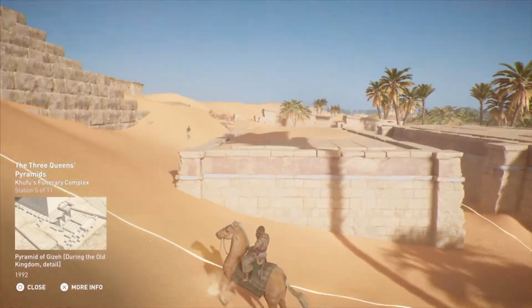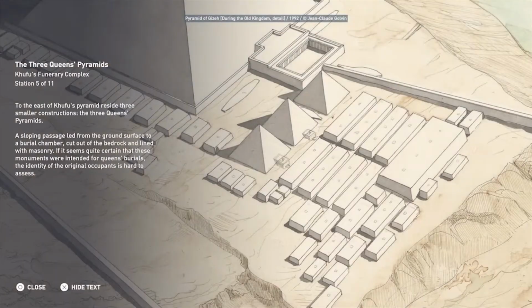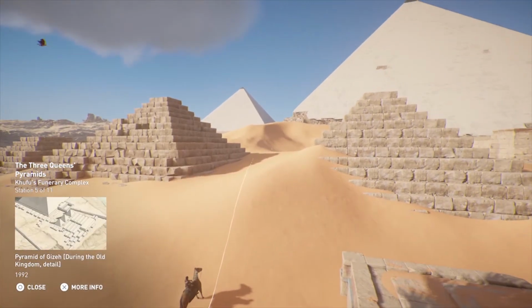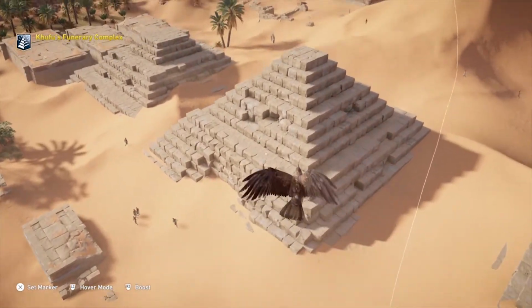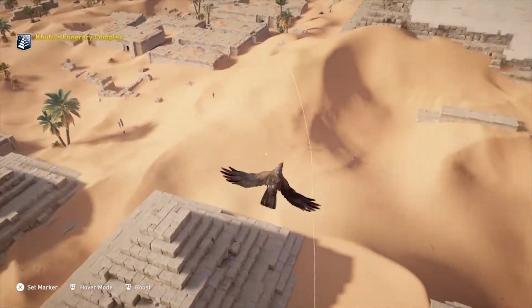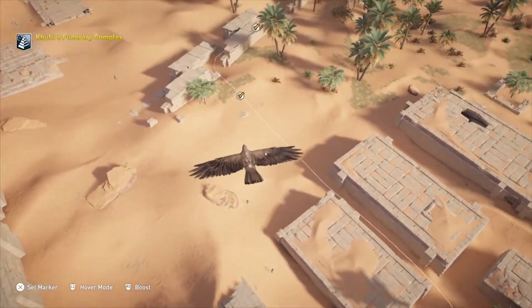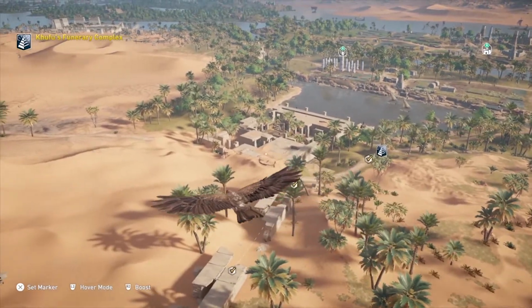To the east of Khufu's pyramid reside three smaller constructions, the three Queen's Pyramids. A sloping passage led from the ground surface to a burial chamber, cut out of the bedrock and lined with masonry. If it seems quite certain that these monuments were intended for queen's burials, the identity of the original occupants is hard to assess.